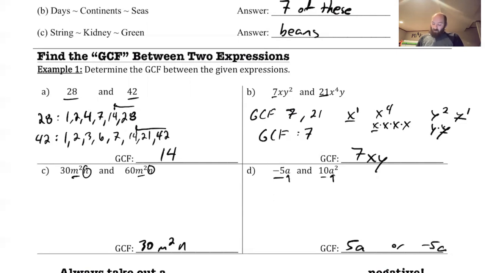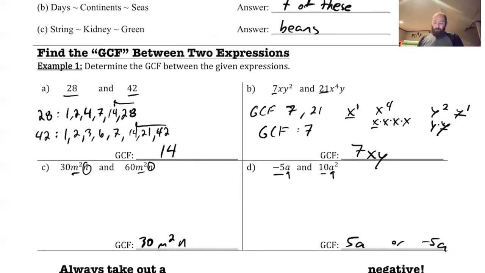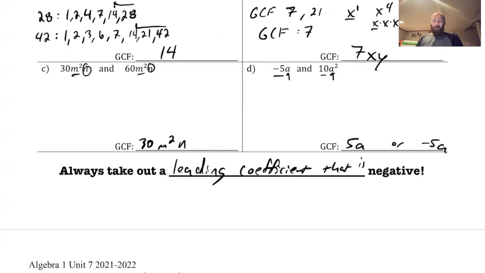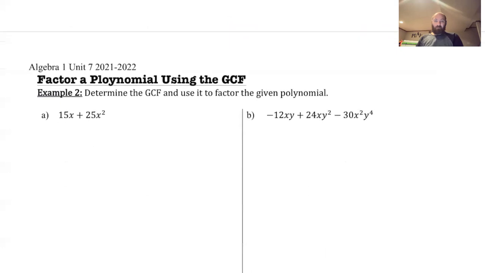I could take an a out of either one of those. I cannot take a squared out of both because that's too big for the first one. All right, so again, always smaller exponent. For our processes today, always take out a leading coefficient that is negative. So whenever your leading coefficient is negative, we would do something like this. We would take out a negative 5a instead of just a positive 5a. All right, so that's what we're gonna look at here.